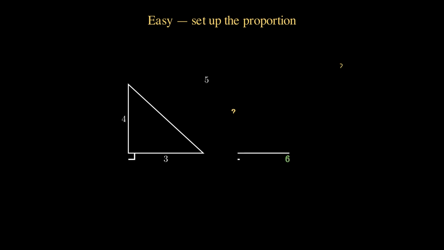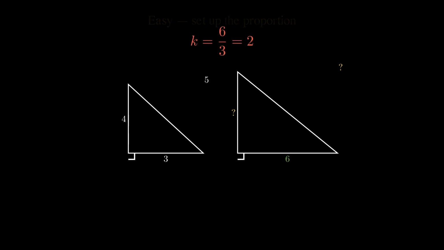Easy level first. Suppose small triangle sides are 3, 4, and 5, and a similar large triangle has shortest side 6. Match shortest to shortest, the scale factor is 6 divided by 3, which is 2. Multiply every small side by 2, you get 6, 8, and 10. The picture should feel like a zoom, not a reshaping.